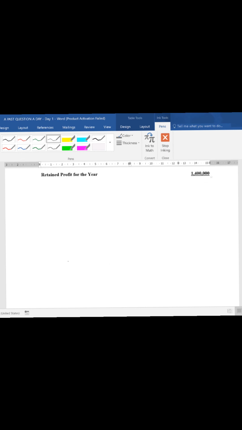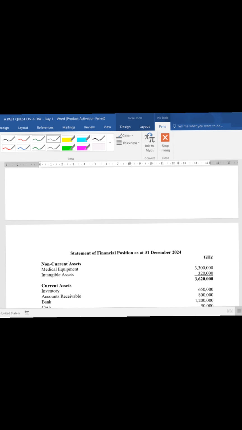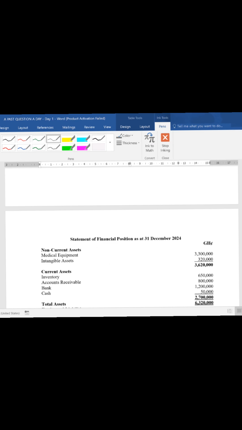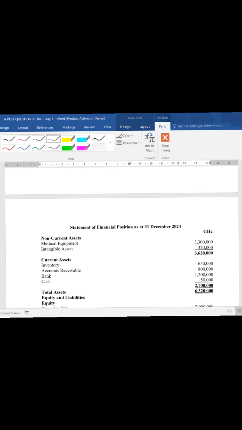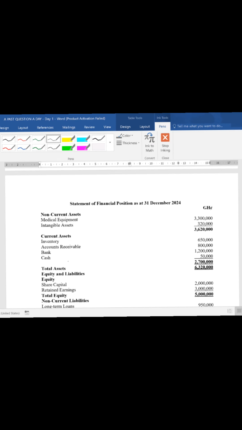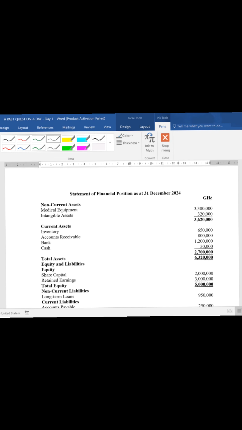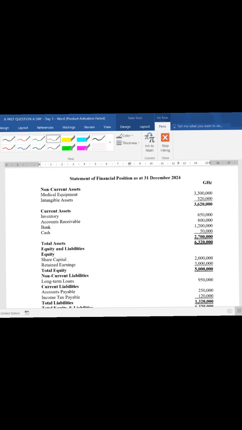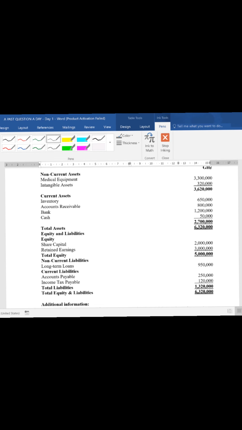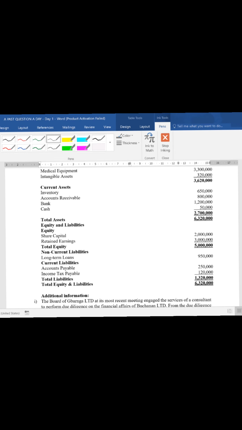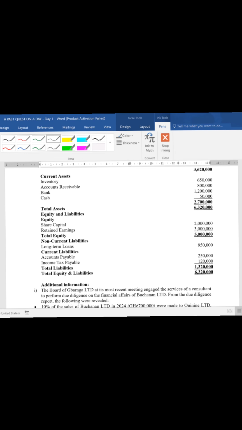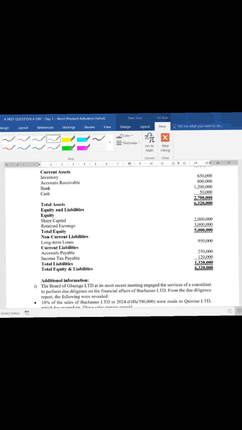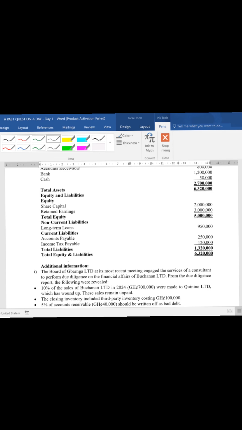Moving forward to our balance sheet, we have our non-current assets, which is made up of our medical equipment and intangible assets. Our current assets, we have our inventory, receivables, bank balance, and our cash balance, giving us our total assets. And then we move to the equity and liabilities. We have our share capital, retained earnings, long-term loans, accounts payables, and income tax payables. Now let's go to the additional information.